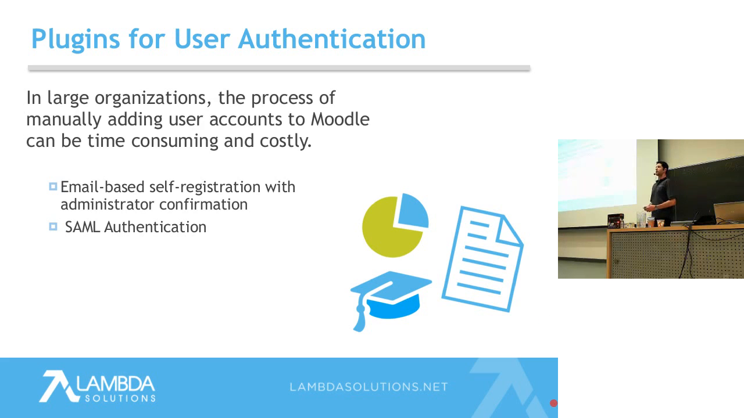So we looked at some plugins, and Moodle has a whole bunch of built-in plugins to help with this, so that's great. But we've identified some plugins to help with this process. One of them is email-based registration with administrator confirmation. There's also the SAML authentication plugin. What the email-based self-registration plugin with administration confirmation allows you to do, as mentioned, is have an email sent to your administrator once somebody signs up to the site.